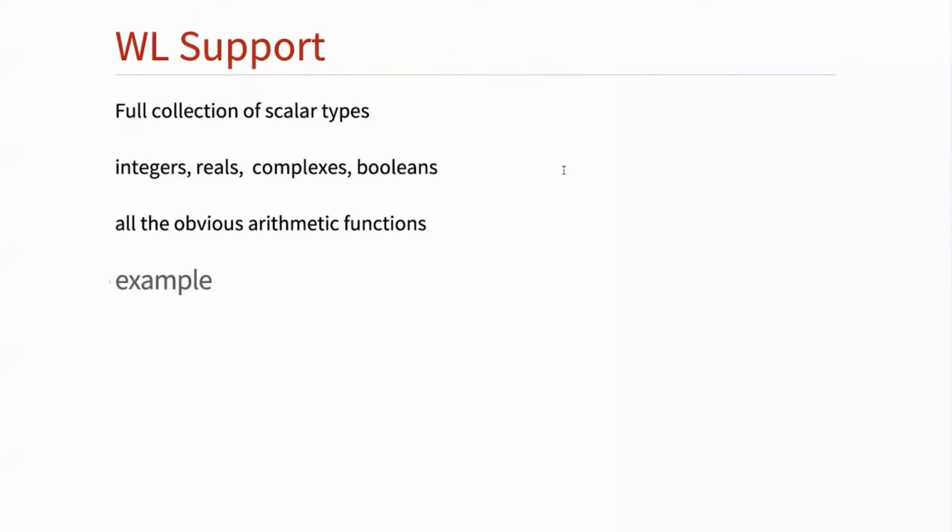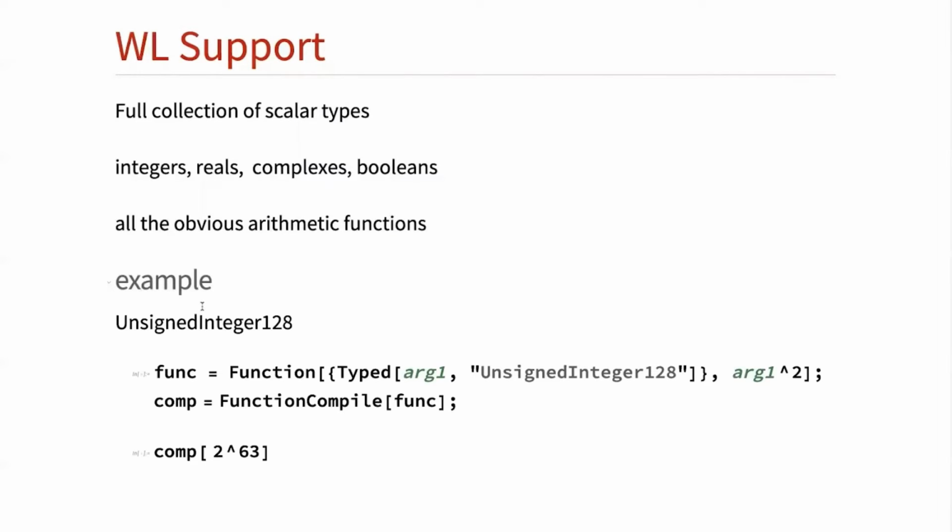So what sort of support do we have? We've got a big collection of scalar types. Some of these might fit into numeric arrays: integers, reals, complex, Booleans. And we work with these within the obvious functions. And we support quite large integers.